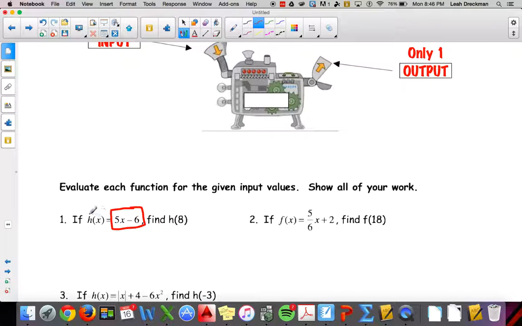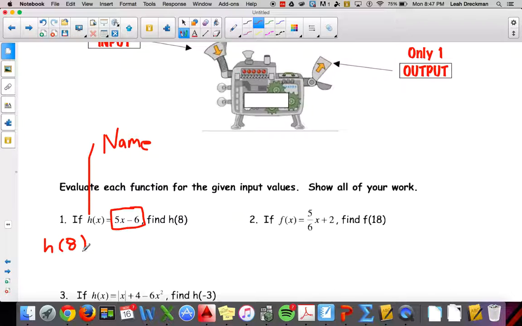The name of the function is h, and the x just says that's our input. So our input is x. Which x are we plugging in? Well, if you look right here, it says we're going to input 8 into the function. So h of 8 doesn't mean we're multiplying 8 times h.